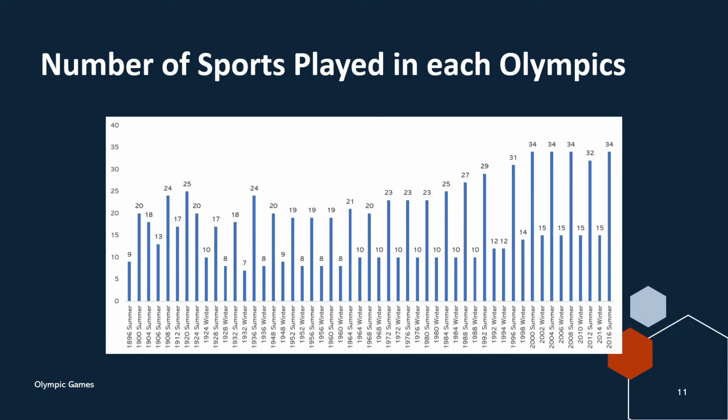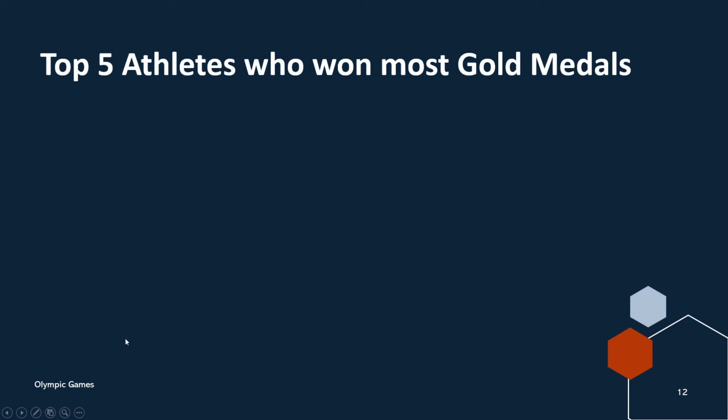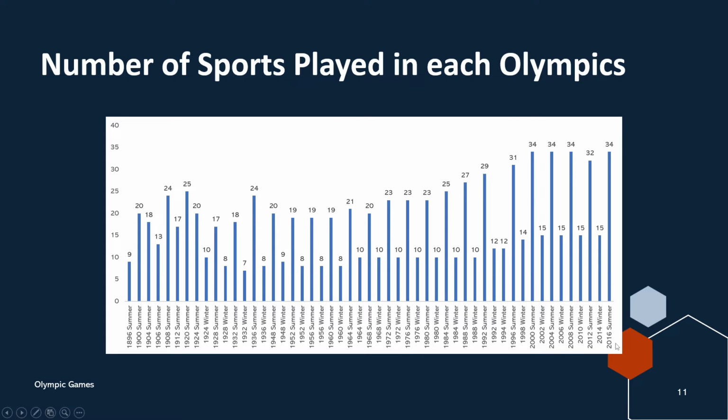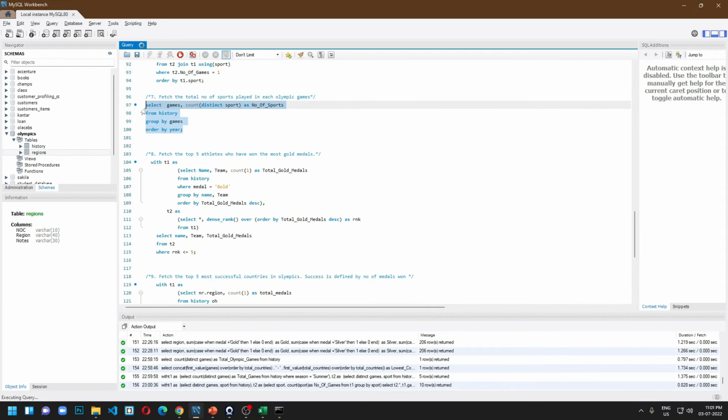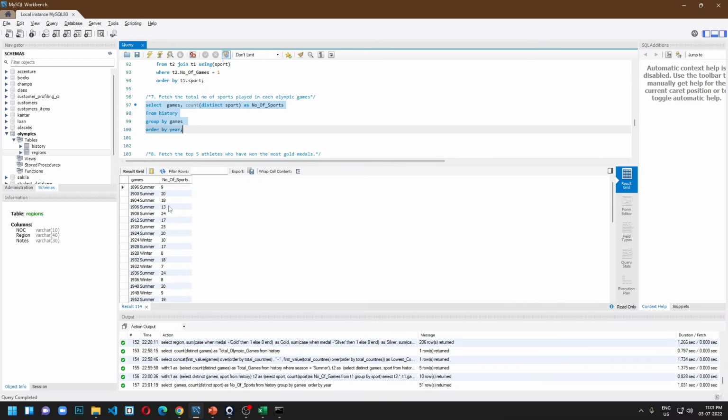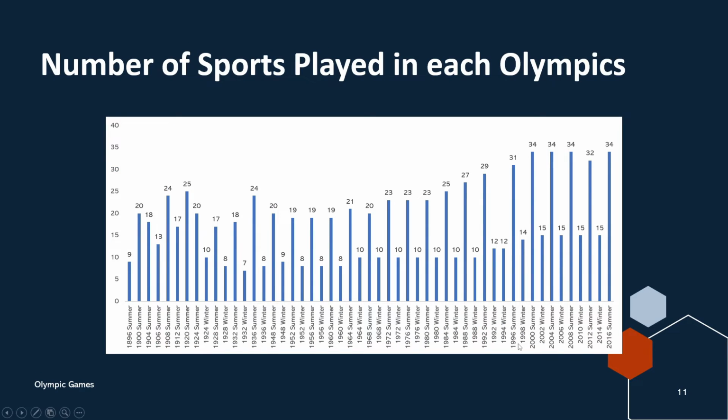Now coming back to the next slide, number of sports. We have to find the number of sports played in each Olympics from 1896, as you can see, till 2016. For this, we simply run this query. Here it is. We got the answer. You can see 1896 had 9 sports, till 1988 27 sports.